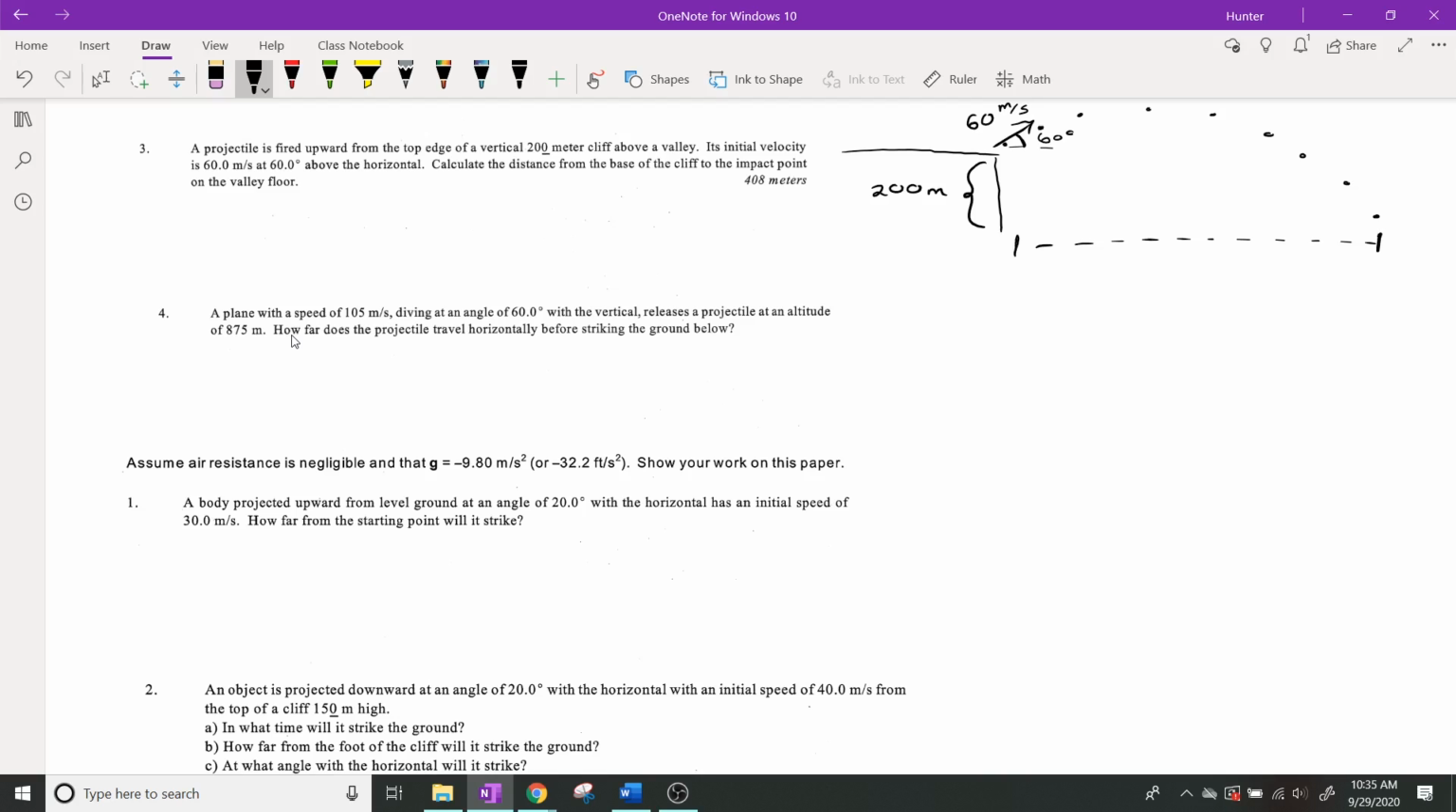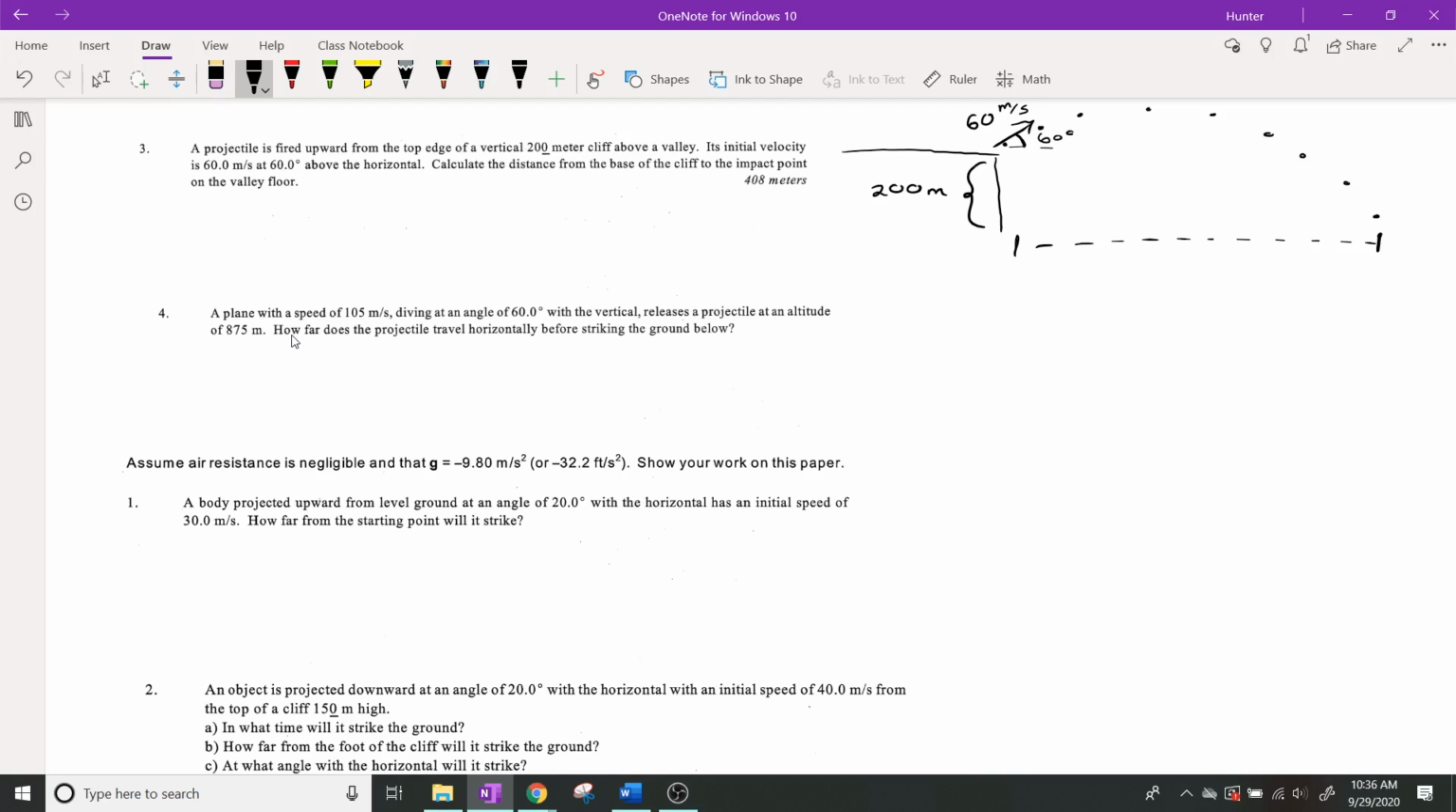Okay, and I don't think we can use the range formula because the range formula assumes that you're starting and ending at the same location. So the range formula won't work this time. We can't do that. So I think in this case we have to do our DVAT in order to make this actually work out.